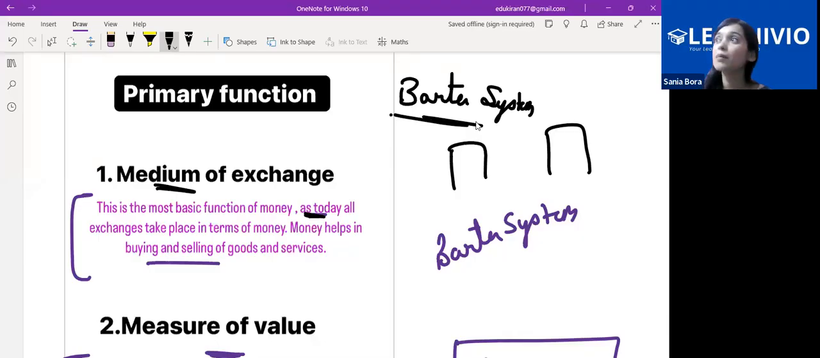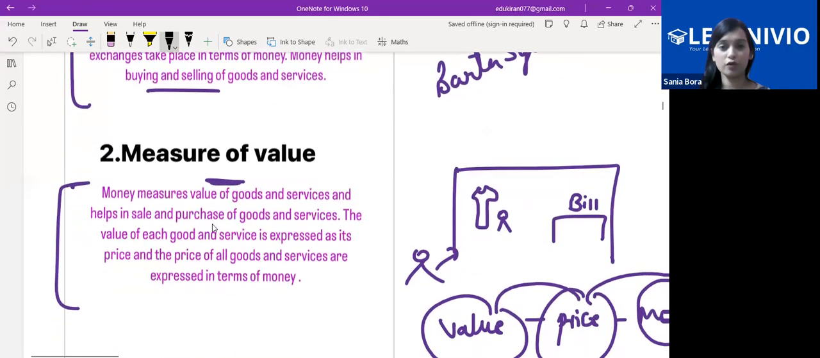Today you cannot tell me, ma'am, I'll give you apples, you give me oranges. No, because the price of apples is different, the price of oranges is different, right? So I cannot exchange orange and apple. If it comes in the paper for one marker, that the basic function of money is what, medium of exchange, right? As today all exchanges take place in terms of money. Money helps in buying and selling of goods and services. Clear? Okay.